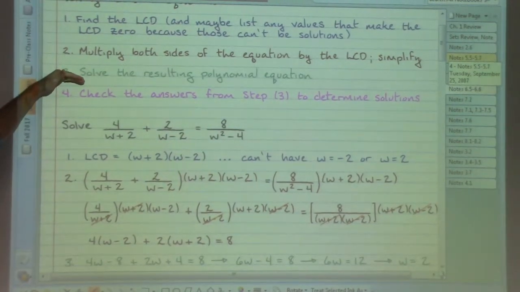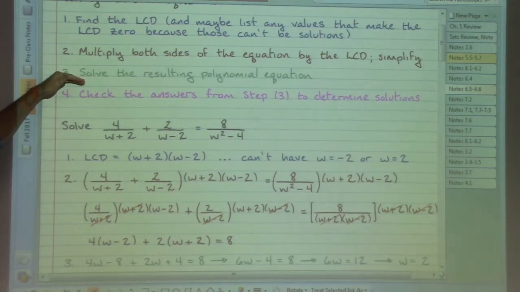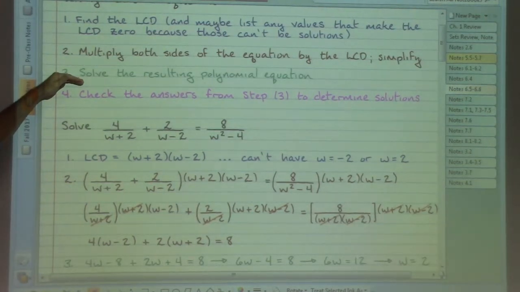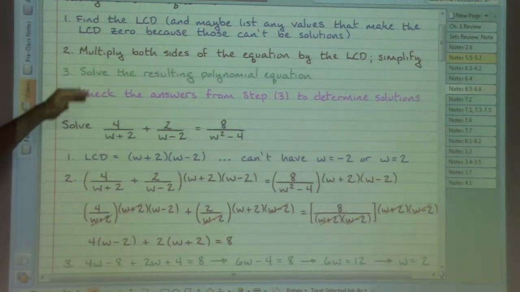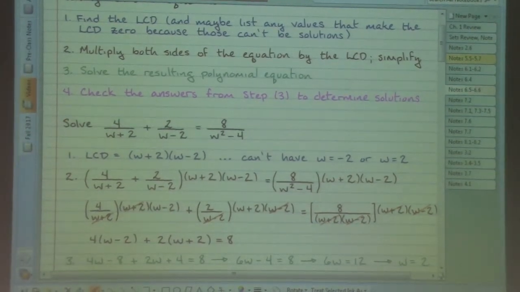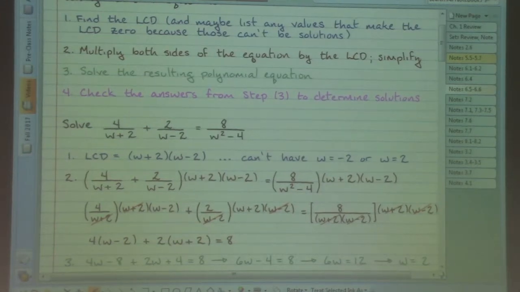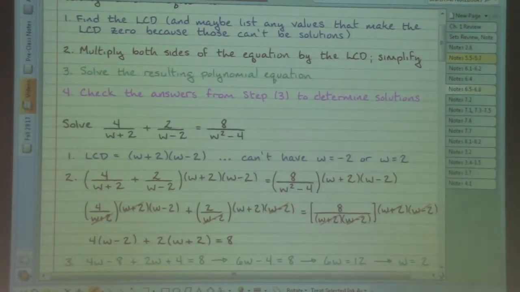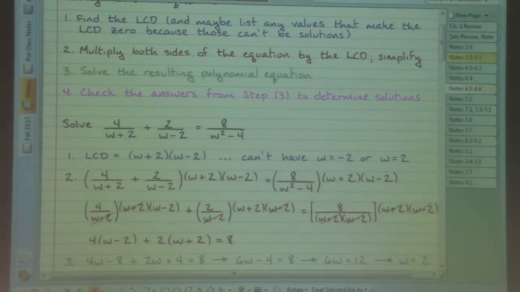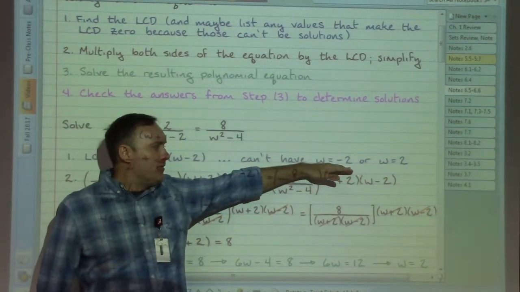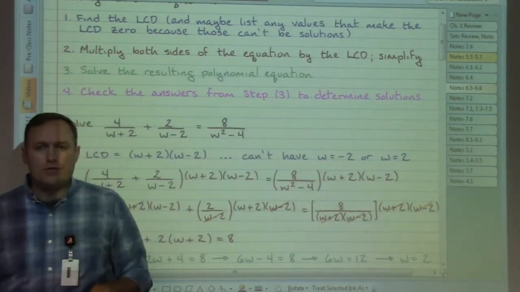Whatever polynomial shows up there, if we can solve it directly like this, great. If we need to use our factoring skills to solve it, also acceptable, though more of a time commitment. As always, when we solve equations, let's not waste the opportunity. Let's check our answer. In this particular case, I glossed right over it. I made the comment in the first step that we cannot have w equals -2 or w equals +2 as an answer.